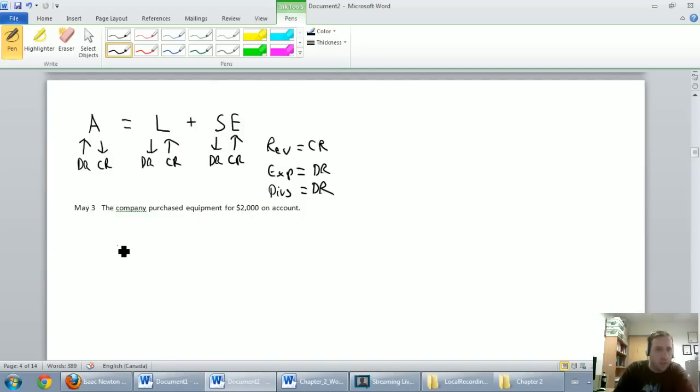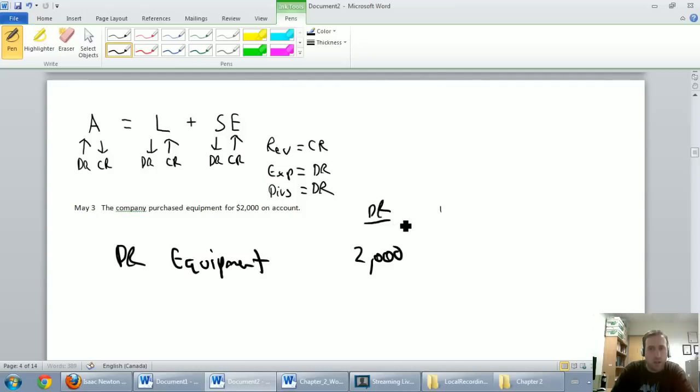So I'm going to debit equipment for $2,000. I'm not going to write this on every page, but remember, this is falling under the DR CR headings here. I'm not going to write it from now on, but just remember that that comes under that heading. So I bought some equipment for $2,000.